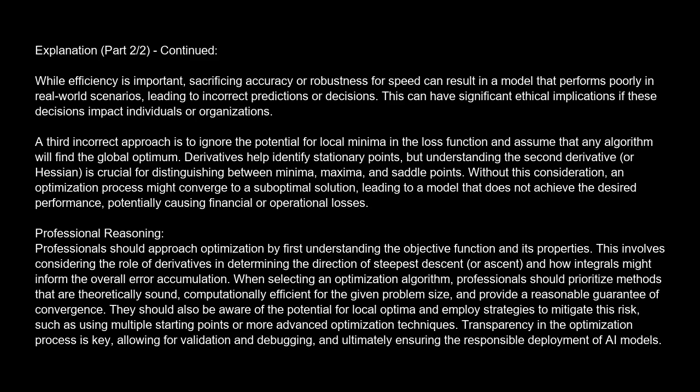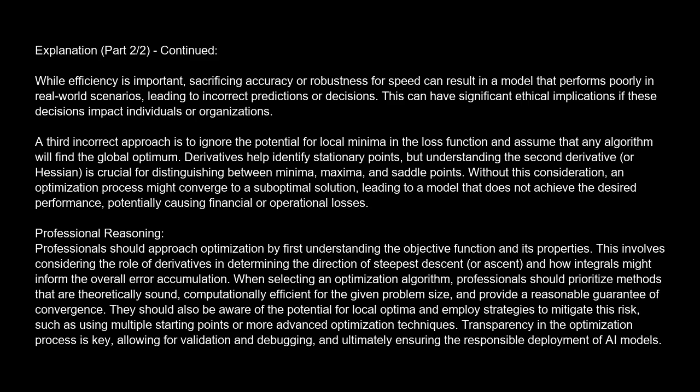A third incorrect approach is to ignore the potential for local minima in the loss function and assume that any algorithm will find the global optimum. Derivatives help identify stationary points, but understanding the second derivative, or Hessian, is crucial for distinguishing between minima, maxima, and saddle points. Without this consideration, an optimization process might converge to a suboptimal solution, leading to a model that does not achieve the desired performance, potentially causing financial or operational losses.